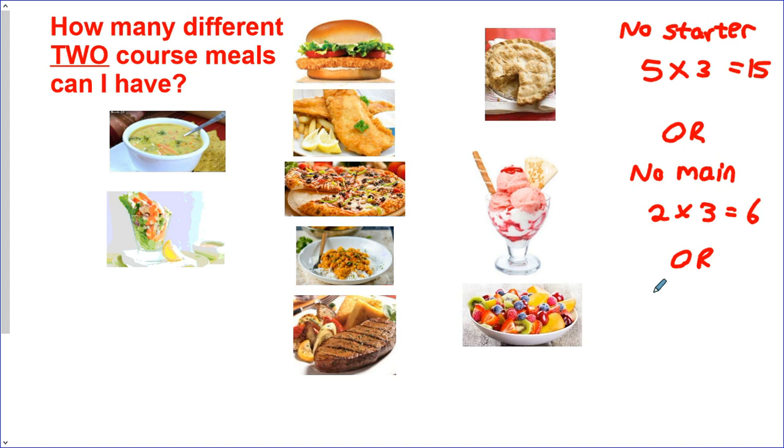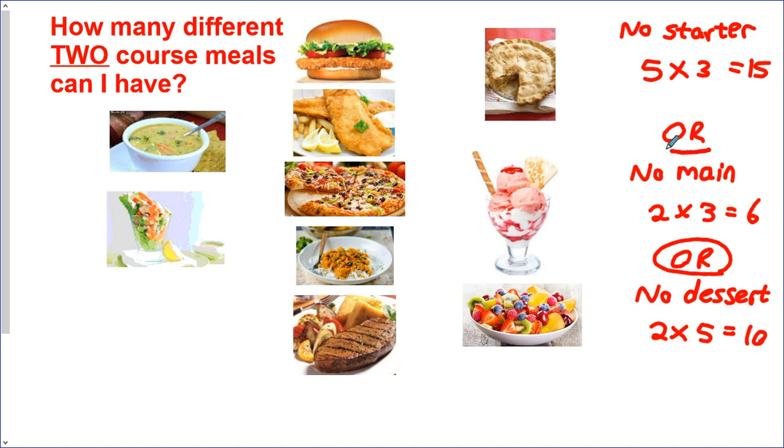Or, lastly, I could have no dessert. And if I have no dessert, then I've got a choice of 2 starters and 5 mains, giving me 10. Now, these are different scenarios, and generally in counting techniques and in probability, when we see the word or, we add. So, in fact, there are going to be 31 different 2-course meals that I'm going to have.